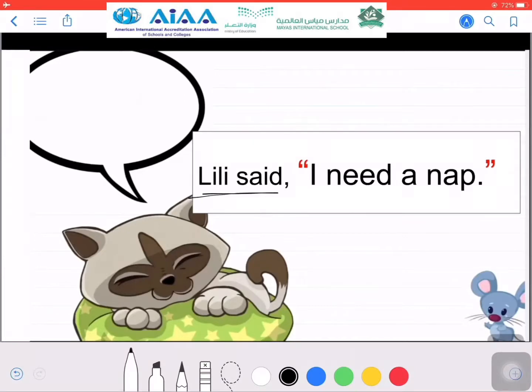Lily said, quotation, "I need a nap." Capital letter, because of the pronoun I. And then inside the quotation, I should put what? The period. I should put everything inside. The sentence as it is, I take it and put it inside.